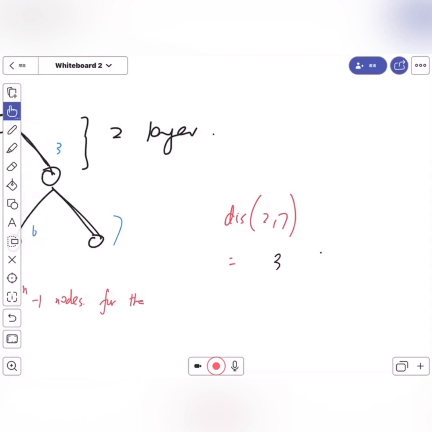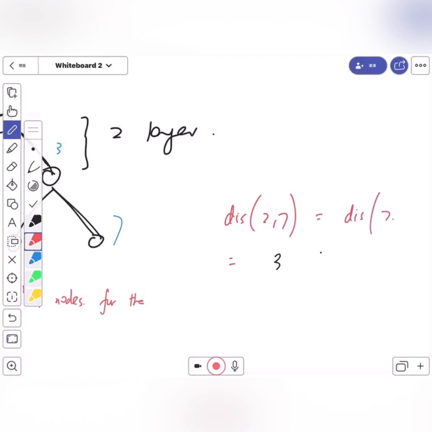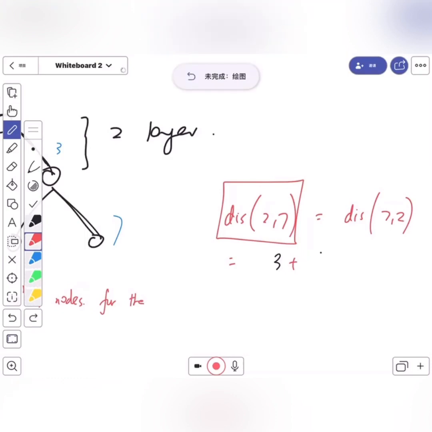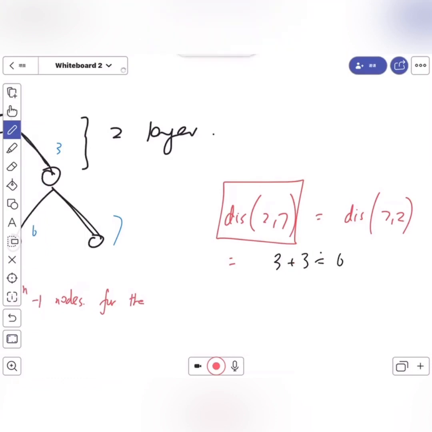However, we also need to account for the distance of 7 to 2, because since we're having this double summation, there's actually an overcount. From A to B and from B to A are both included in this summation. So the total interaction of these two will be 3 plus 3, equal to 6.